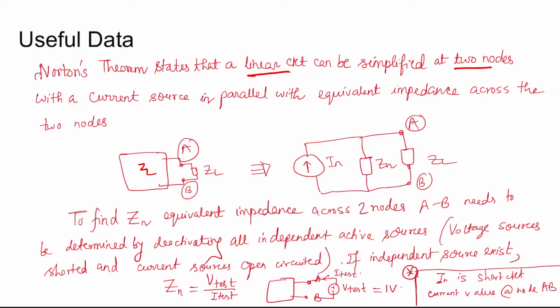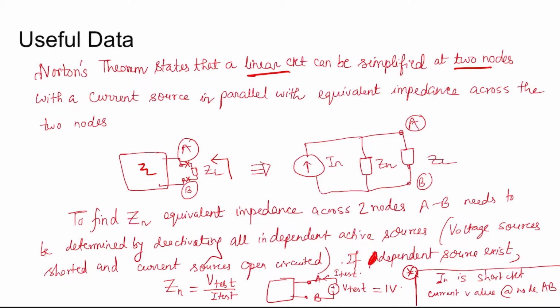To find the value of the Norton impedance, which is the equivalent impedance, you remove the load, and from these two nodes you need to determine the equivalent impedance by deactivating all the active sources which are independent in nature. The voltage sources should be shorted, that is replaced by their internal impedance which is 0, and the current sources should be open circuited.